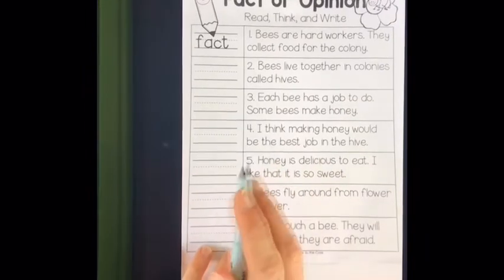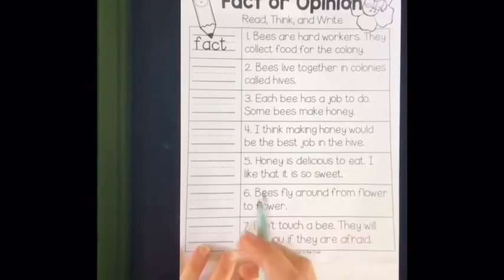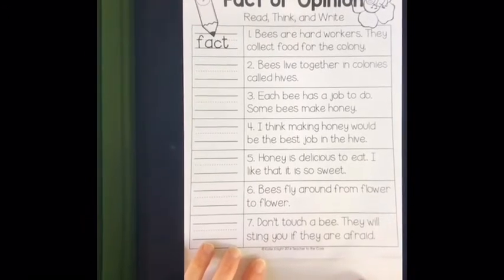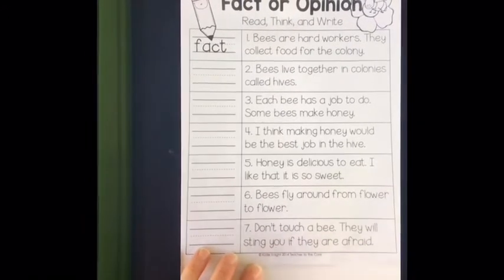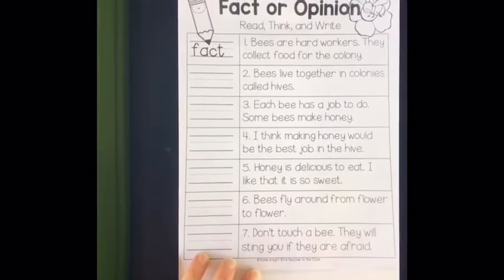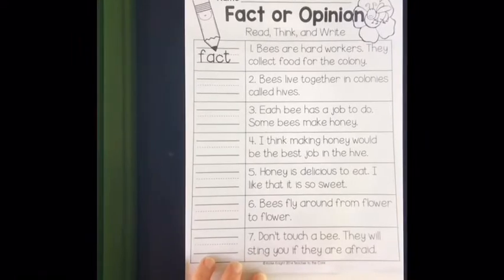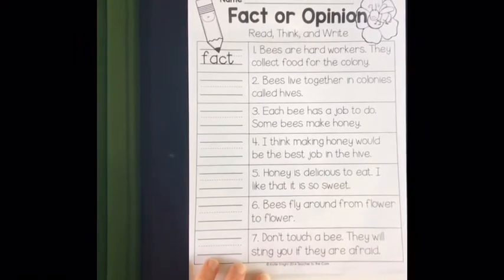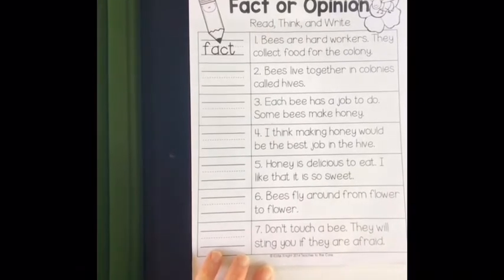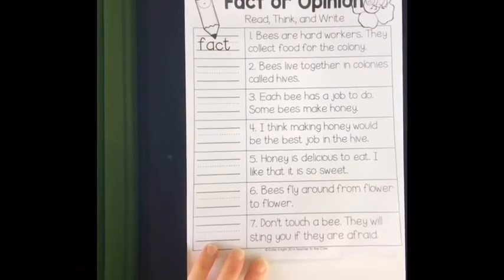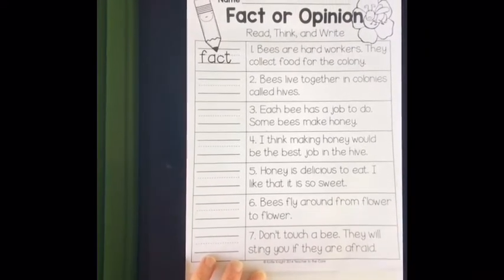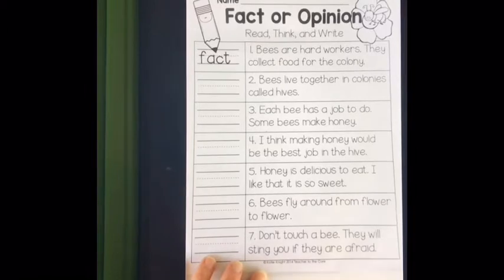All right, the first one's done for us, but it's a good example for us to talk about. It says, bees are hard workers. They collect food for the colony. Well, I definitely read that in the text. If I read another book about bees, I would find that same information. If I visited the zoo, I would probably find that same information. I know that at Asheboro Zoo in North Carolina, they have a bee exhibit, so I probably would find that.